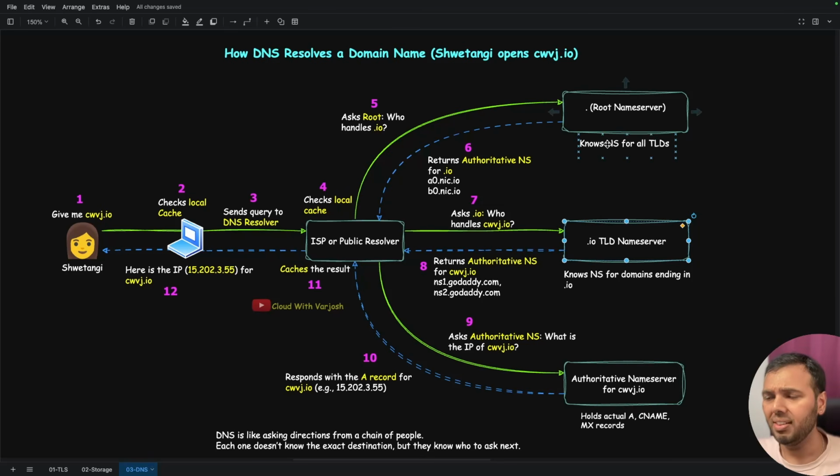And we know these know about name servers for all TLDs. These know name servers for domains ending in .io, and these hold the actual records, like A records, CNAME records, MX records, and so on. Now first step is: give me cloudwithvarjosh.io, checks the local cache in the system. If it is not there, sends the query to the DNS resolver, and the DNS resolver is our ISP. ISP will again check its local cache.